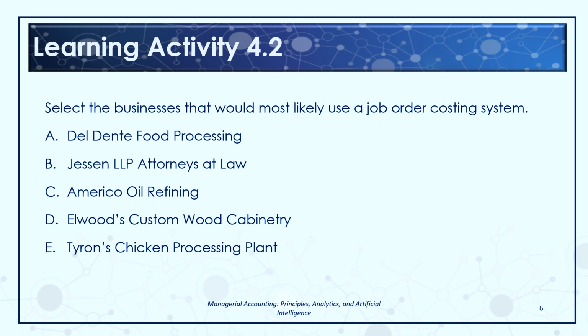Now let's apply the concept. This activity asks you to select the businesses most likely to use process costing. Remember, process costing is used for mass production of identical products. Pause here and work through the activity. Once you've finished, check your answer with the solution provided in the back of Chapter 4.